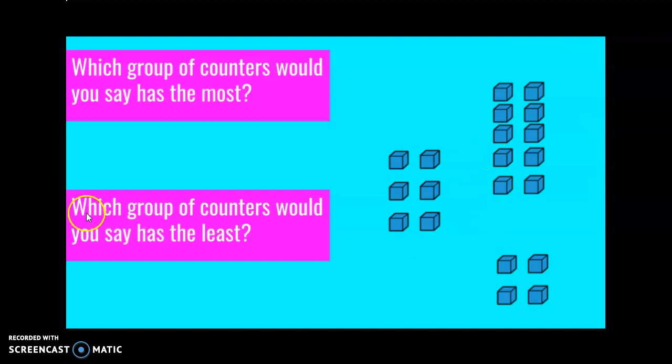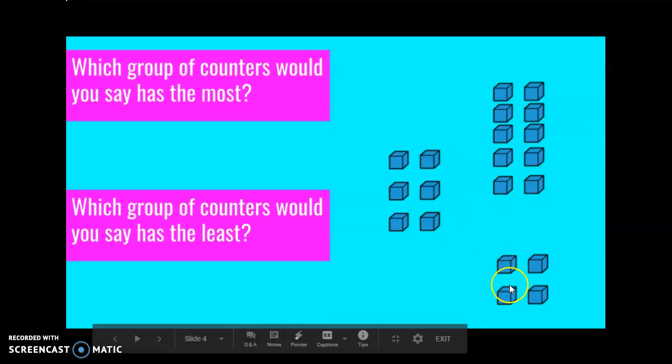Here's my second question. Which group of counters would you say has the least? That word least means I'm looking for the smallest number. 10, 6, 4. Our 4 has the least number of counters compared to the other two.